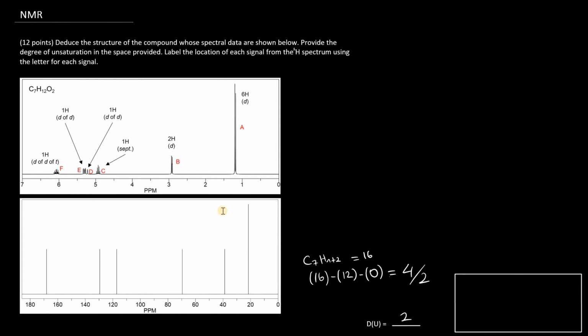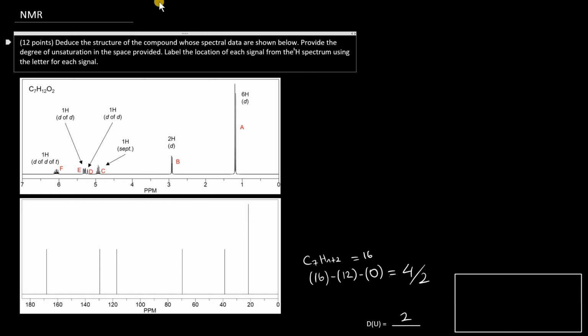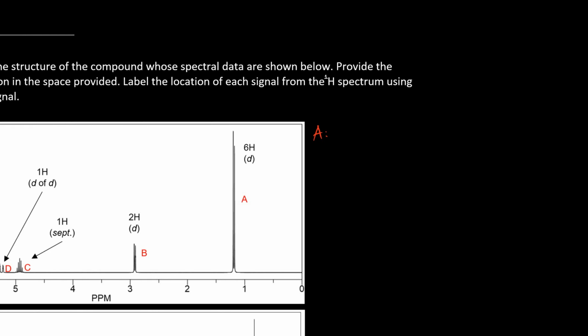Now, in order to piece together the structure from the data, we need to analyze each of these individual signals from the proton NMR, A through F. Now, in signal A, we have a 6H doublet, and because this signal is of high intensity, it's most probably an integration of 2 methyl groups. It's an isopropyl because these methyl groups have 3 hydrogens each, and because they're adjacent to only 1 hydrogen here, it's a 6H doublet.